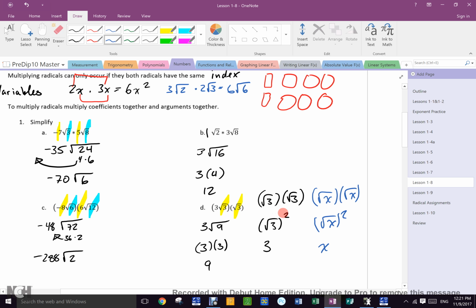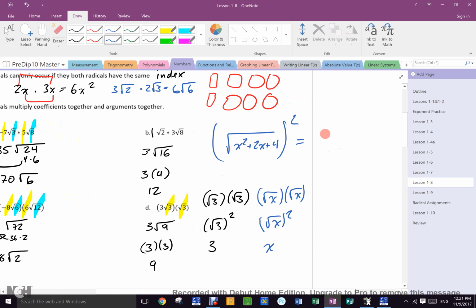What if my radicand was something like this? How would I get rid of that square root? I would square it, and what would the answer be? X squared plus 2x plus 4. Is everybody with me? Now listen to me. Look closely. Everybody has this term stuck in their brain, yes? Okay. If that is true, is what I'm about to write in red true?